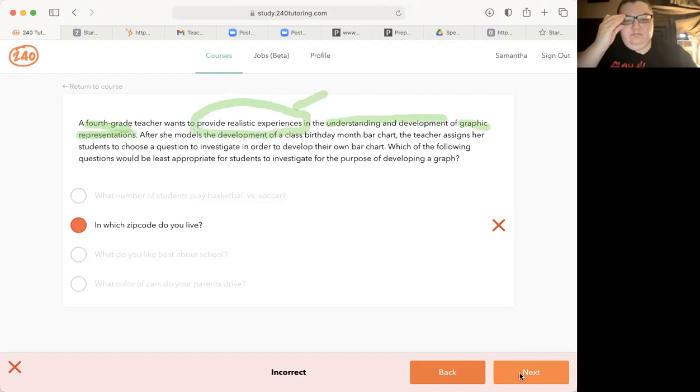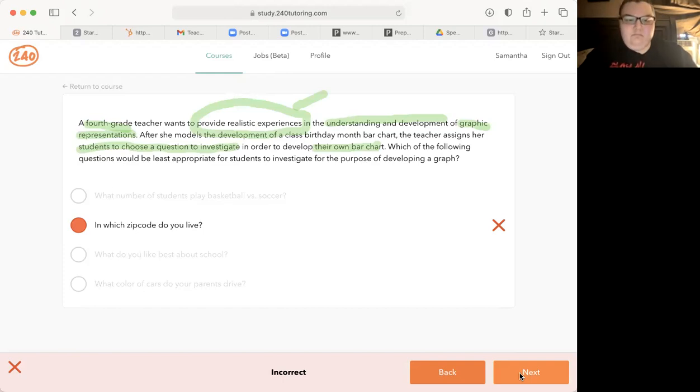This fourth grade teacher wants to connect it to realistic experiences and graphic representations, not just the understanding of it, but also she wants them to be able to develop. After she models the development of a class birthday month bar chart, the teacher assigns her students to choose a question to investigate. So their students are going to choose a question to investigate in order to develop their own bar chart. So we want to know which one of these would make a great bar chart.